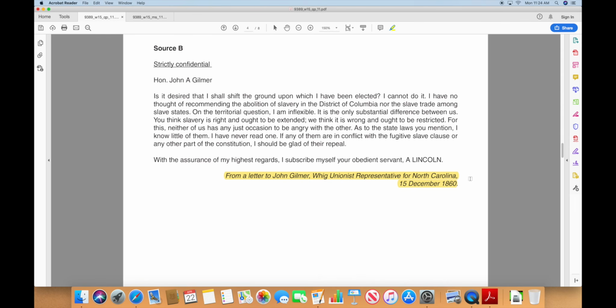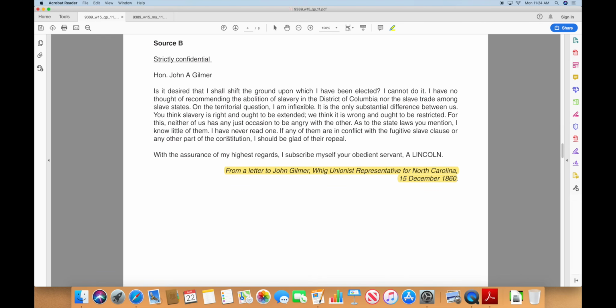Also here, if you notice, he's talking about some state laws. These state laws aren't specified. However, if you read down here, if any of them are in conflict with the Fugitive Slave Clause or any part of the Constitution, I should be glad of their repeal. So here, once again, we're using content knowledge. They're talking about the laws that northern states would have passed in an attempt to circumvent the Fugitive Slave Clause so they wouldn't have to send runaway slaves back down to the South. So he's arguing that he does not support these laws, though he doesn't know any of them specifically, but that he wants their repeal.